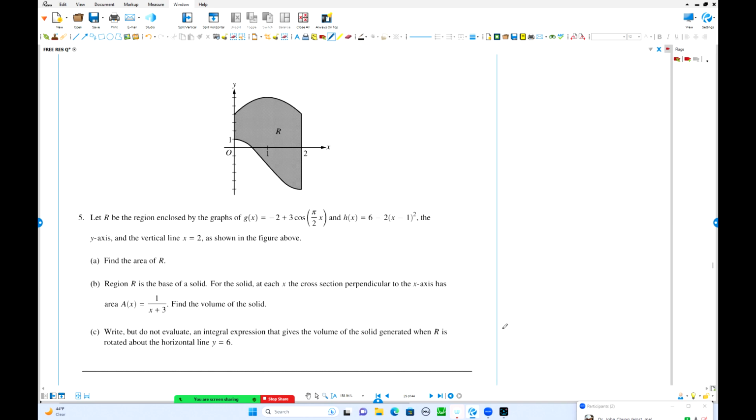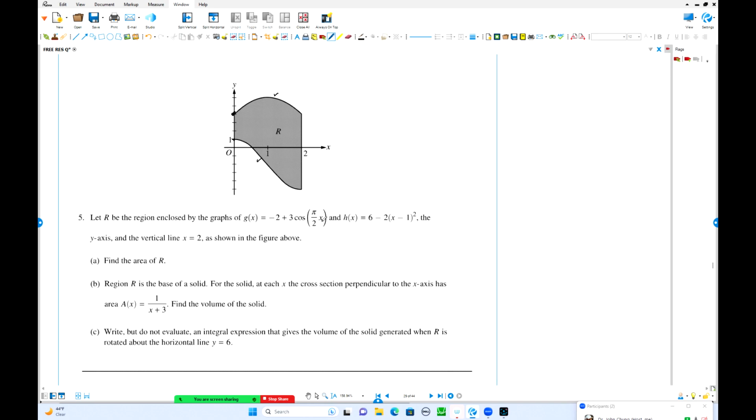Number 5 looks like a simple one, but you need to be careful. R is the region enclosed by g of x and h of x, negative 2 plus 3 cosine pi over 2x. Which one is g of x? We have two graphs here. How can you find this? Put x equals 0 and you can find the y-intercept, right? So which one is the top and which is the bottom?